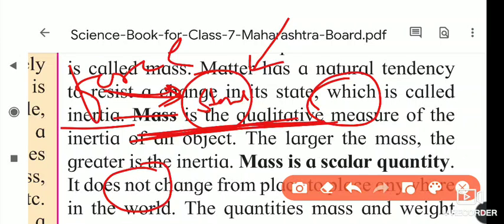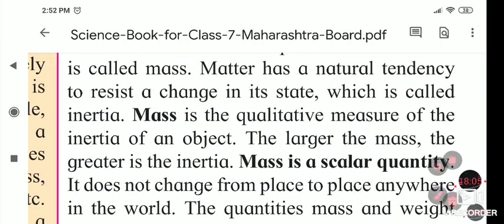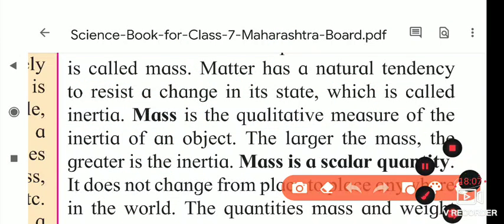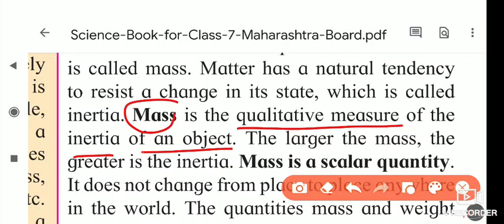And what is mass then? Here they told you: mass is a qualitative measure of the inertia of an object. So mass is a qualitative measure of inertia of an object. Larger the mass, greater is the inertia.